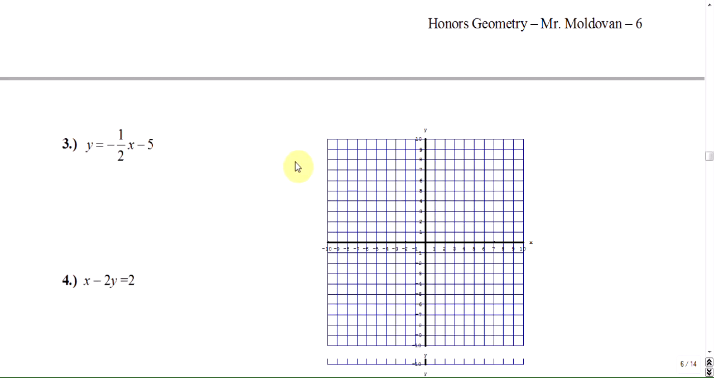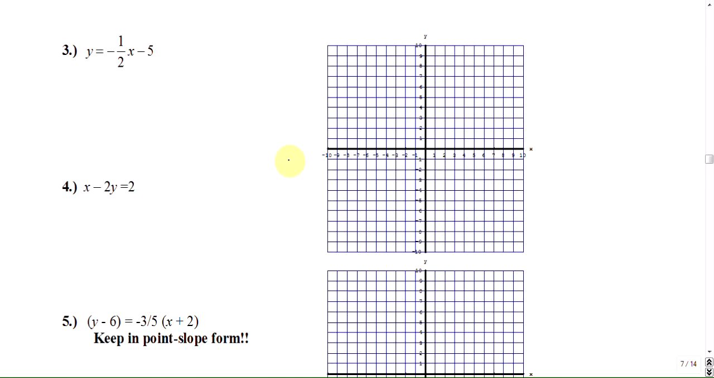And here's the first one that we're going to graph. This one's already in y = mx + b form. So we'll use this as our slope, which can also be written like this, which can also be written like this, meaning you have to decide if you want the negative to be associated with the rise or the run, and my b is -5.